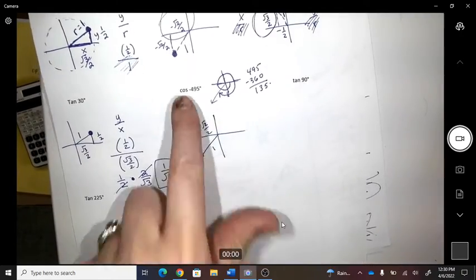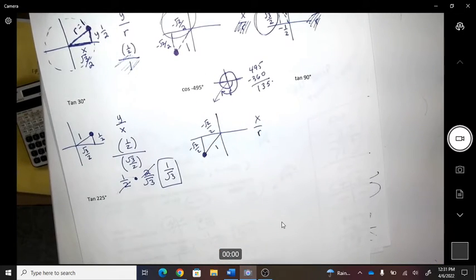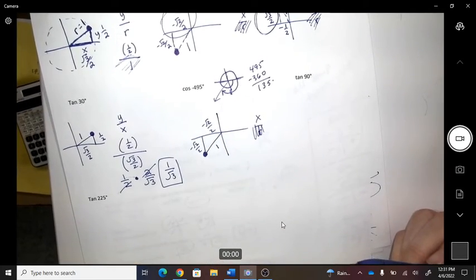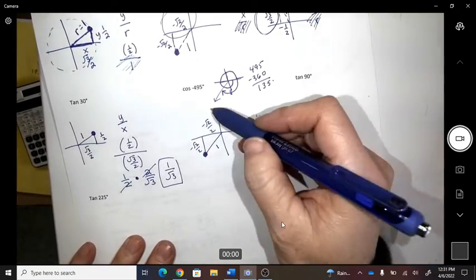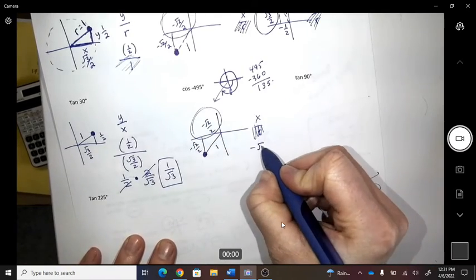Okay, so this question talks about cos. So my cos formula is the x over the r. Once we see an r with this one, we don't have to worry. We know it's going to divide by 1. So what is the x value? You just write the x value.